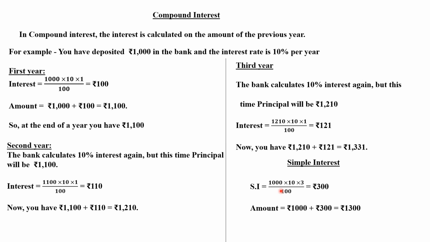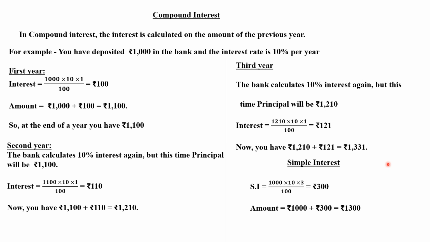See, in simple interest, for each year your principal is fixed, which is 1000 rupees. Whereas in compound interest, your principal keeps on changing. The amount for the first year becomes the principal amount for the second year. Again, the amount for the second year becomes the principal amount for the third year, isn't it? And if you see at the end, when you deposited 1000 rupees, after 3 years the amount became 1331 rupees. But if you calculate using simple interest, it is 1300 rupees. So you can clearly see that you get more interest when you calculate using compound interest.